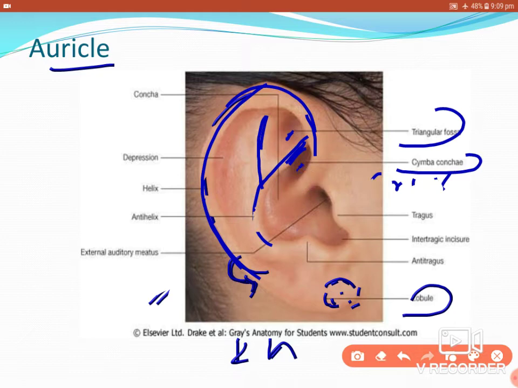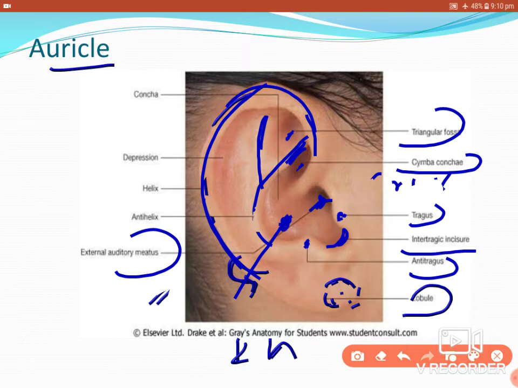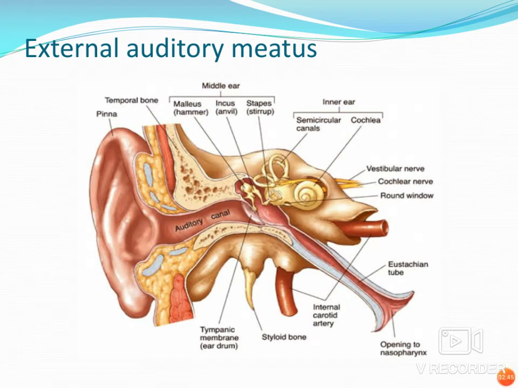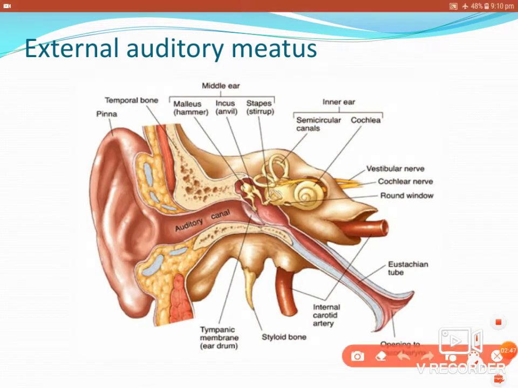Medially, this foramen is the external auditory meatus. The depression here is the concha, which leads into the external auditory meatus. The elevation here is the tragus. Opposite the tragus, this elevation is the antitragus. The notch between these two is the intertragic notch. These are some important features of the auricle, which leads into the external auditory meatus.